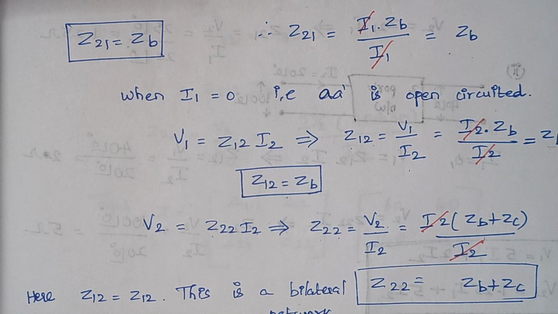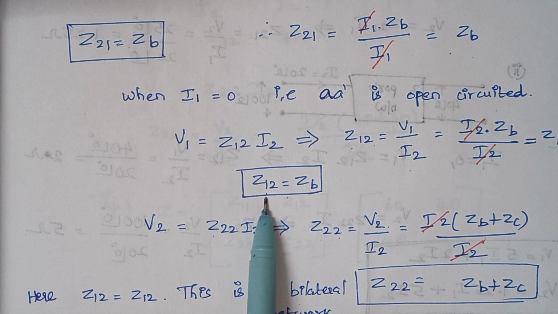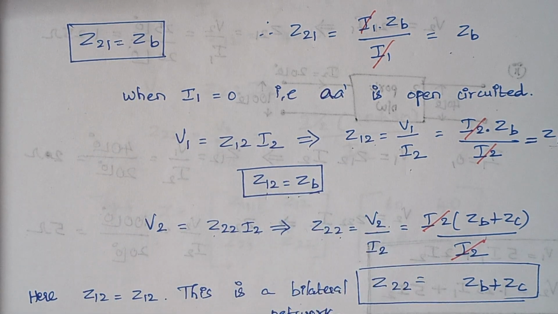So when you closely observe, you see here the values of Z21 and Z12 are the same. Okay, both the values are equal to ZB. Therefore, this is said to be a bilateral network. Okay, the given network is a bilateral one.